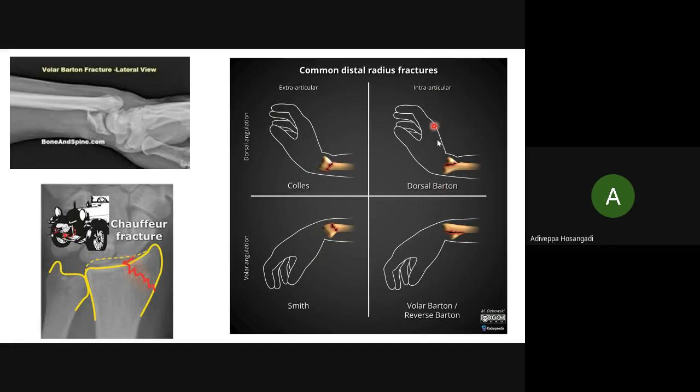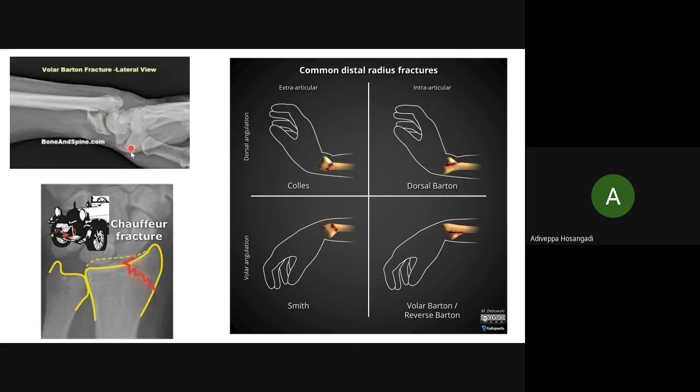So intraarticular is Barton. Barton is an intraarticular fracture, and it can be a dorsal Barton or a volar Barton. Okay, look at this. What is the difference with an intraarticular fracture? Look at this X-ray. There is a part of the distal end radius fractured and the joint is subluxated.